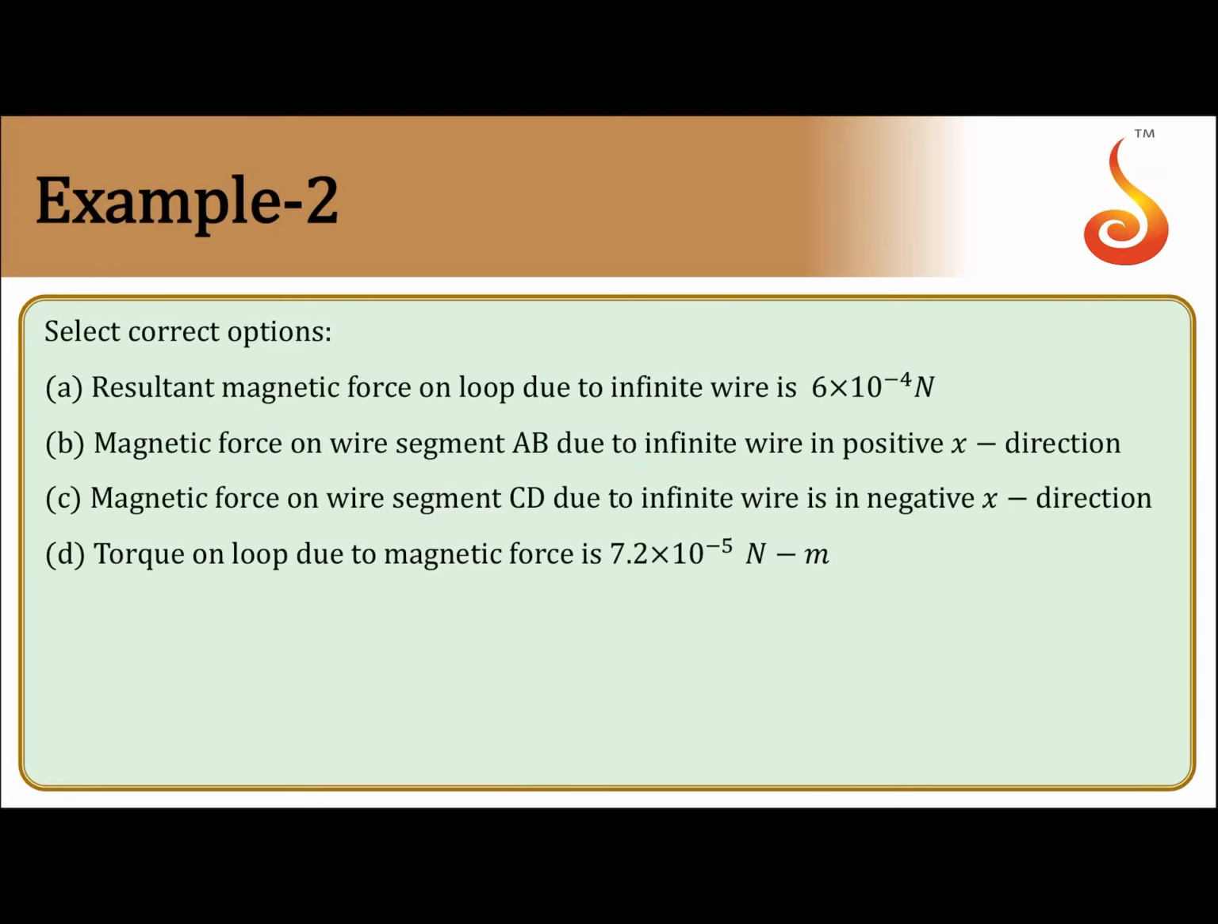So what we have to find? Resultant magnetic force on the loop due to the infinite wire is 6 into 10 to the power minus 4 Newton. Then, magnetic force on the wire segment AB due to the infinite wire is in the positive x direction. Third, magnetic force on the wire segment CD due to the infinite wire is in the negative x direction. And torque on the loop due to the magnetic force.